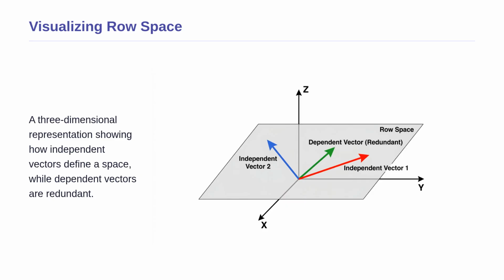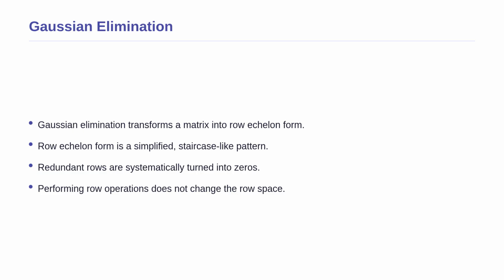So, how do we actually find this rank in practice? This brings us to a powerful process called Gaussian elimination. The goal here is to transform our matrix into what is called row echelon form. You can think of this as a simplified, staircase-like pattern where all the redundant rows are systematically turned into zeros. By doing this, we expose the hidden dependencies in the data. The most beautiful and important theorem here is that performing these row operations does not change the underlying row space at all. You are just cleaning up the redundant information without shrinking the geometric world you can reach.